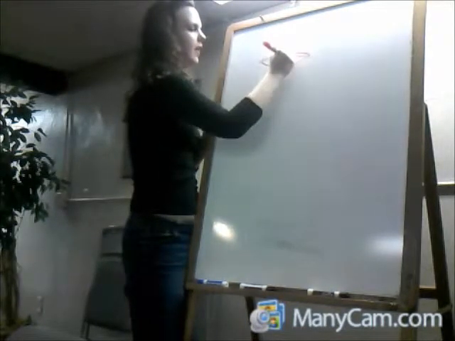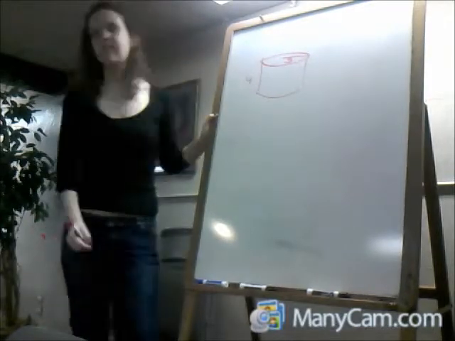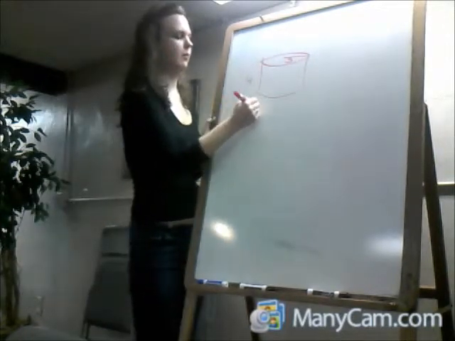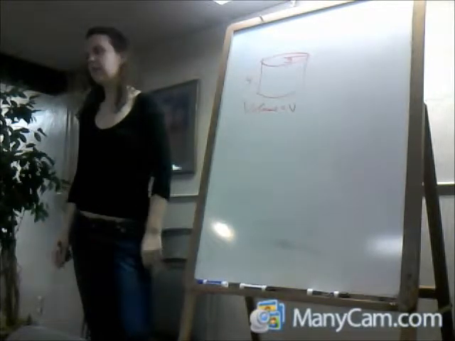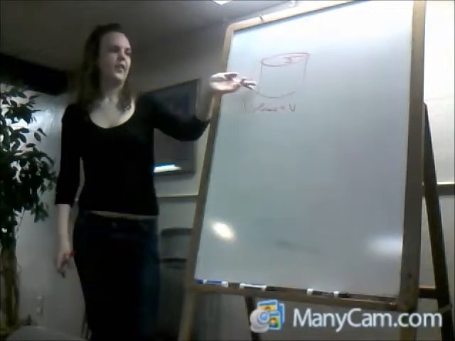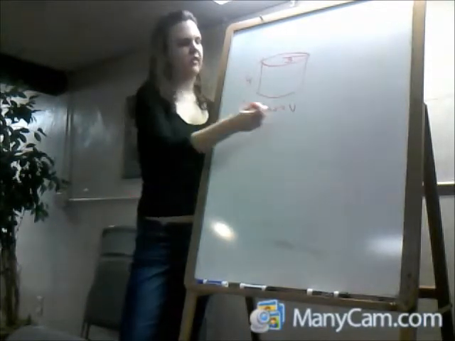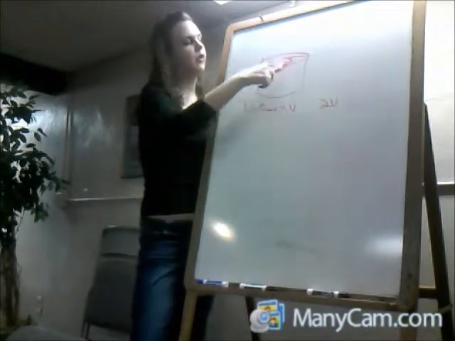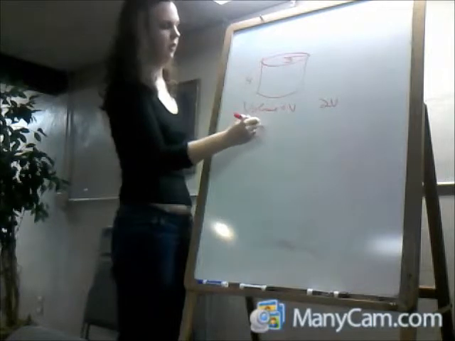So this is radius 5, height 4, and the volume is V. They're just saying we're doubling the height. That's all they're saying, so that's just going to double the volume. Now, if they were doubling the radius, then that would change a lot.